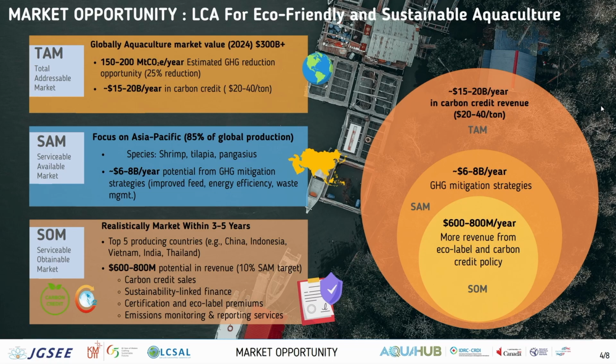And a realistic market target is focusing on 5 producing countries: China, Indonesia, Vietnam, India, and Thailand. We can get revenue of 600 to 800 million per year from the carbon credits policy, sustainability financing, certification, and eco-labels, which could appear, for example, as a carbon footprint of the product label.